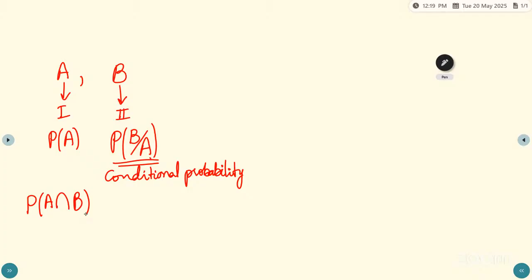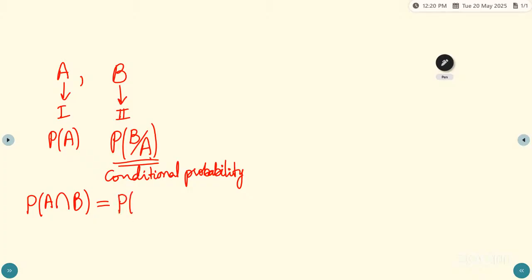In this case, the probability of both A and B happening as a result of two trials. Two events, two trials. As a result of two trials, P of A intersection B equals to, yes, what is happening first?